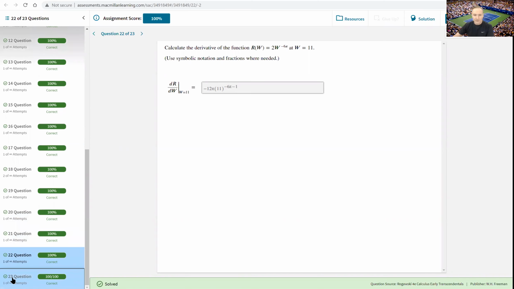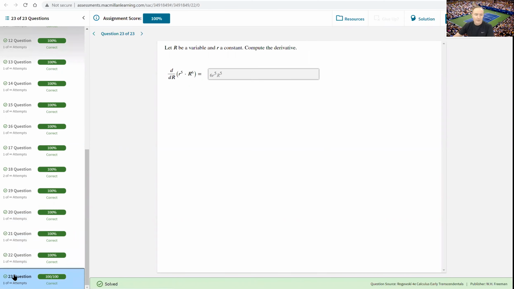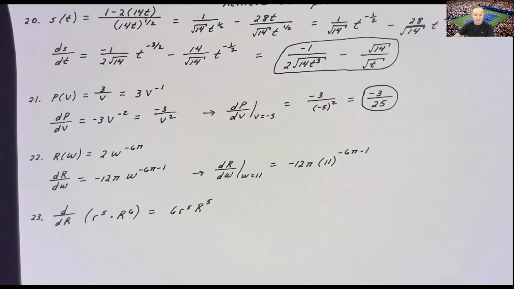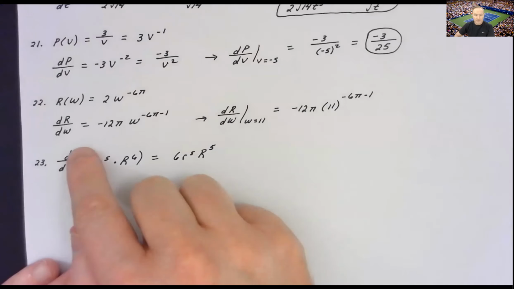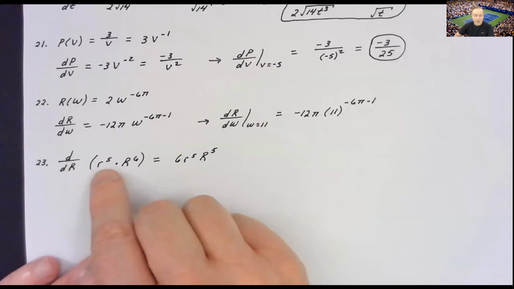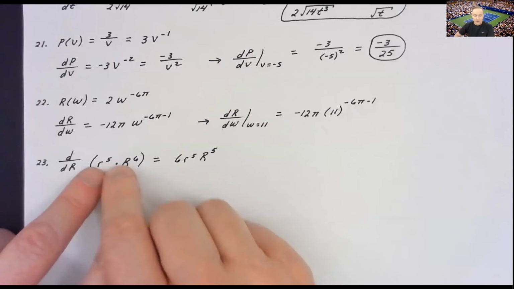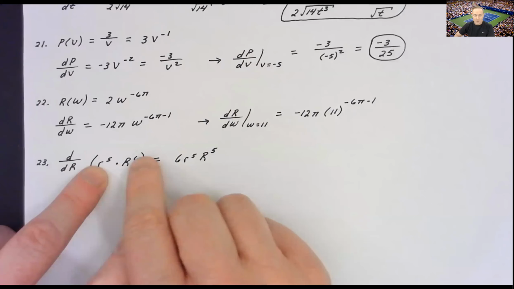Now for the last one here, they're giving you multiple letters in a problem. And I say multiple letters because we can only take the derivative with respect to one variable. So only one of these can be the variable, and it specifically says let capital R be the variable, and small r is just some constant that we don't know what it is. Okay, no problem. Then I know that the derivative with respect to capital R is going to give me lowercase r to the 5th times capital R to the 6th.